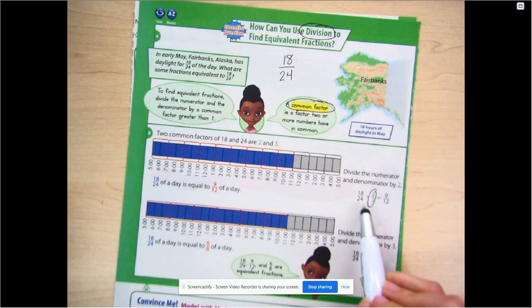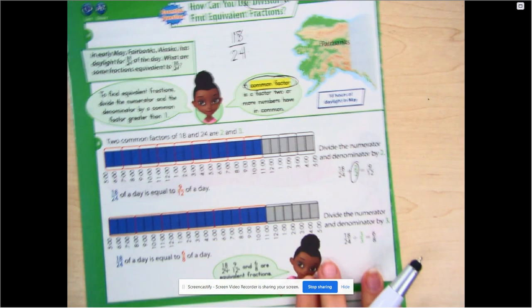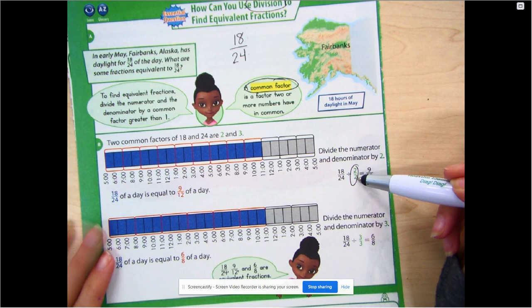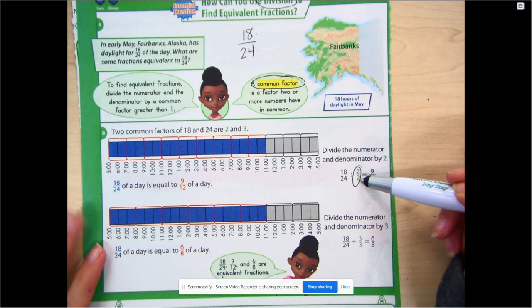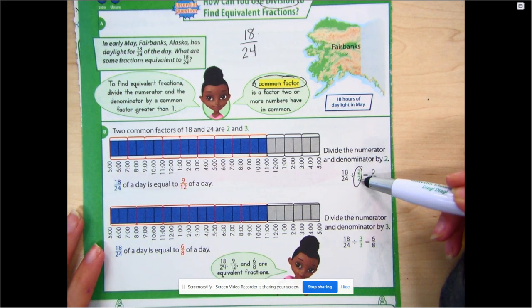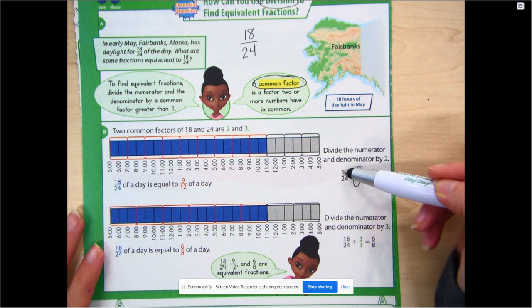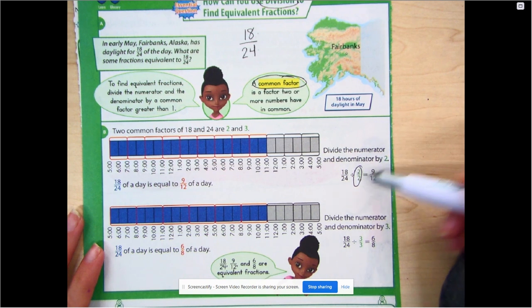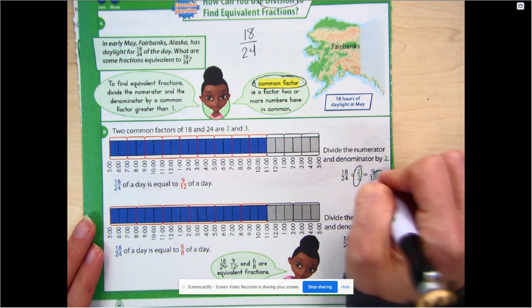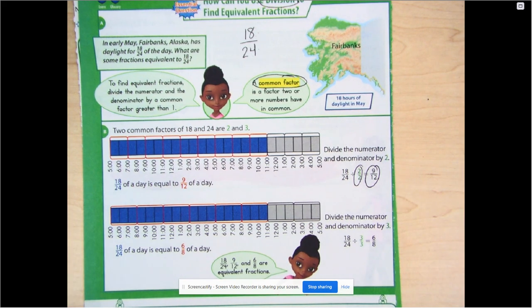So if you take a look here, you'll notice that they divide the top number and the bottom number by the same number, just like we did when we multiply. 18 divided by 2 is 9, and 24 divided by 2 is 12. So an equivalent fraction for 18/24 is 9/12.